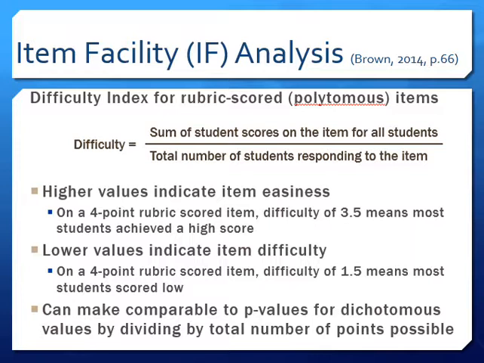But essentially what we're going to do is really simple. We take the sum of student scores on the item for all students, and then we divide that by the total number of students responding to that item. And that should tell us the difficulty of that item.